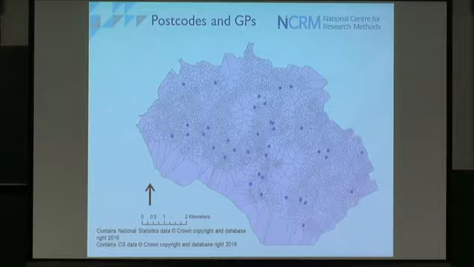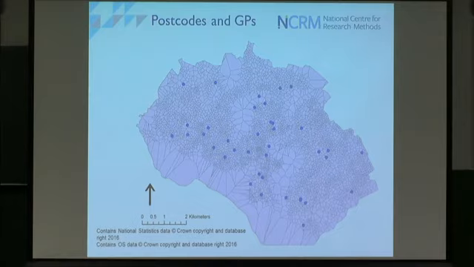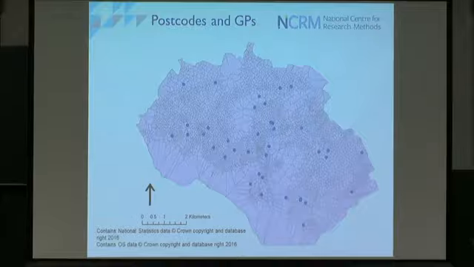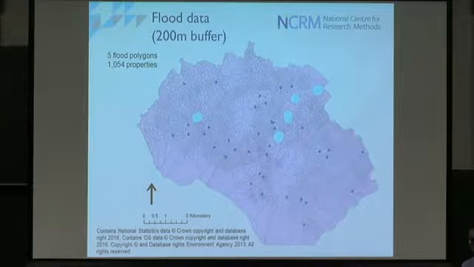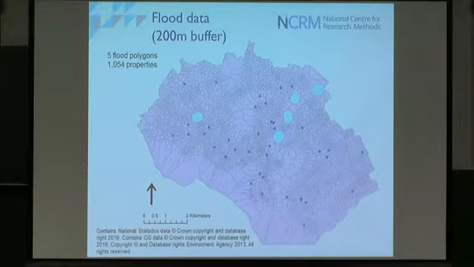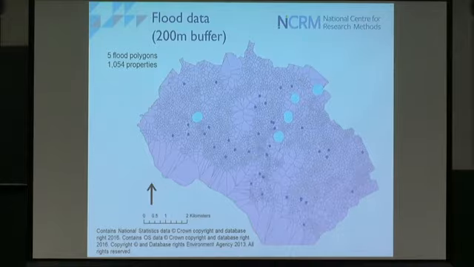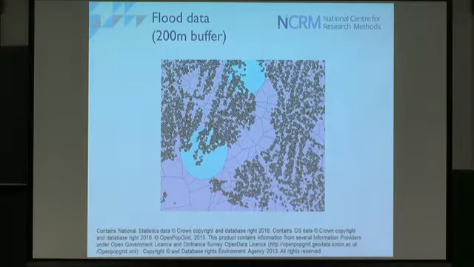So we can map out our postcodes and our general practitioners, with our blue dots being our GP locations. And then we add in also our flood data. These are Environment Agency recorded flood polygon locations. To give an example of what happens when we start to add this data together, this is one small locality within the city.